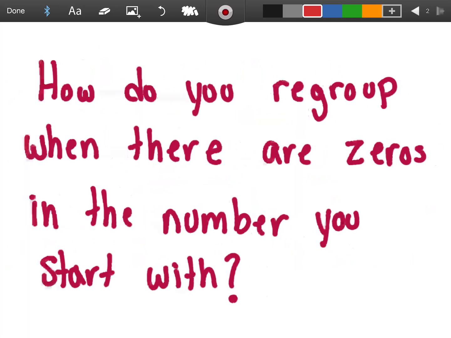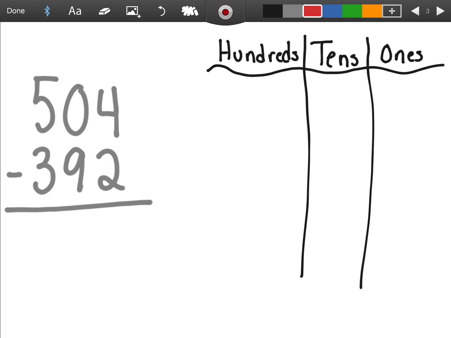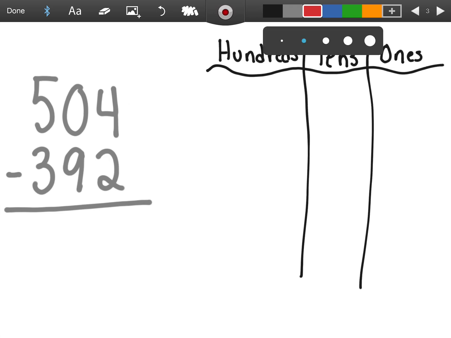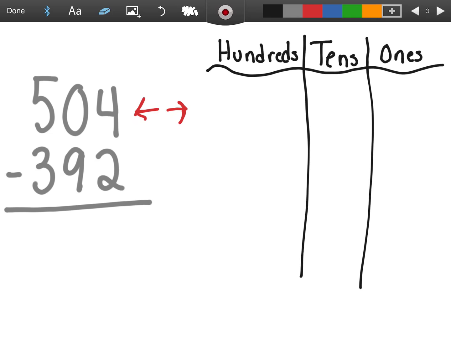So let's start off with an example. We have 504 minus 392. We're going to do what we've been doing. When we do our subtraction, we're going to look at that top number and draw it into our chart over here. So, second grade, I want you to think about what number is in the ones place, and that's the number we are going to draw into our chart.